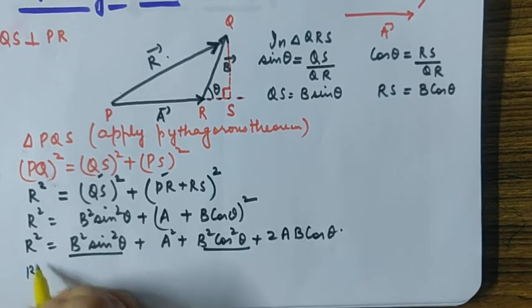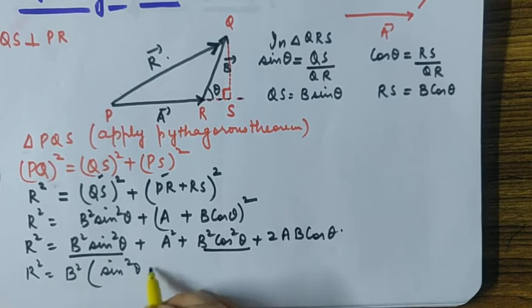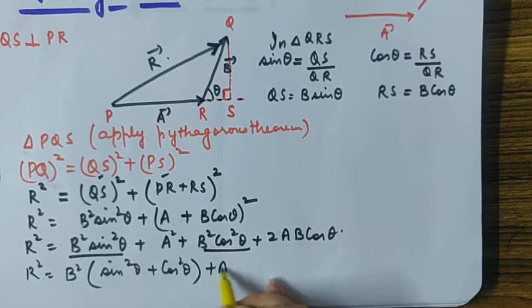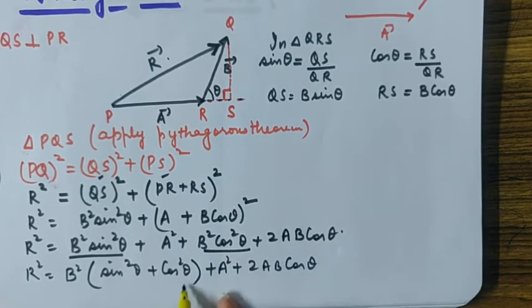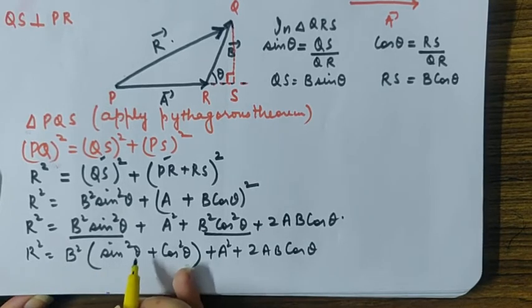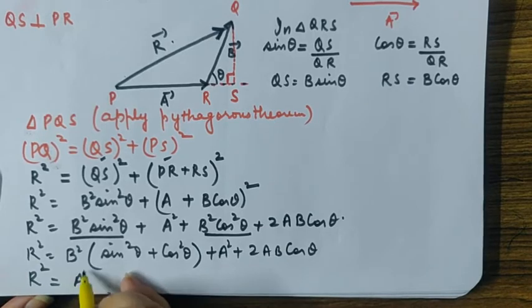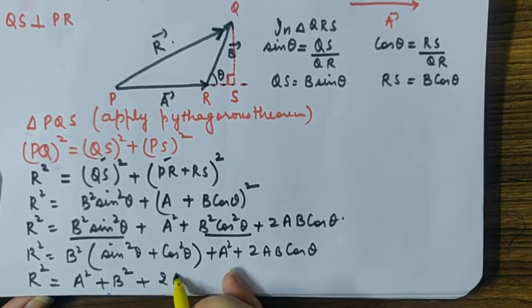Take B square as common. B square common from these two terms. Bracket is sine square theta plus cos square theta. Plus it is A square plus 2AB cos theta. Now we are well aware that cos square theta plus sine square theta is equal to 1. B square into 1 is B square. So R square is equal to A square plus B square into 1, that means B square plus 2AB cos theta.